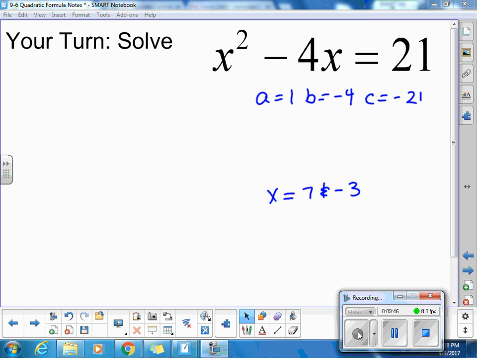All right, hopefully you labeled your A's, B's, and C's. You plugged it into the quadratic formula, and you got x equals 7 and x equals -3. Again, you need to show the quadratic formula worked out for your note check.